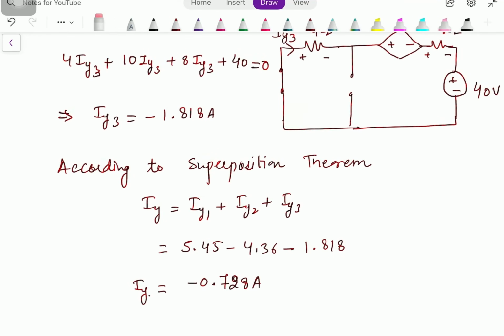Here we took two problems where we found the current through the resistances using the superposition theorem. In the next video, I will consider two more problems where we need to find the voltage across any element using the superposition theorem.